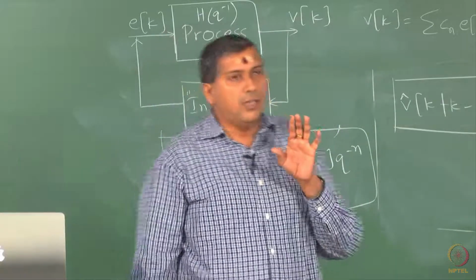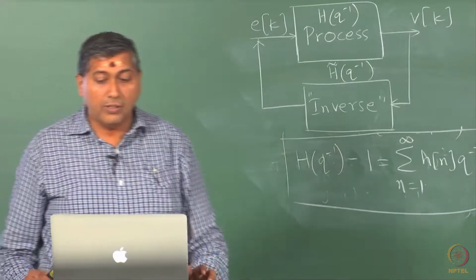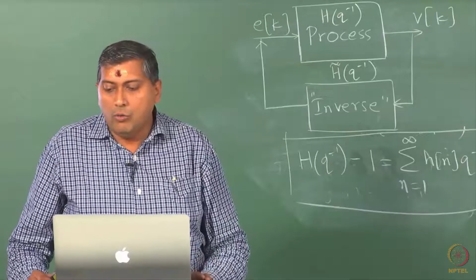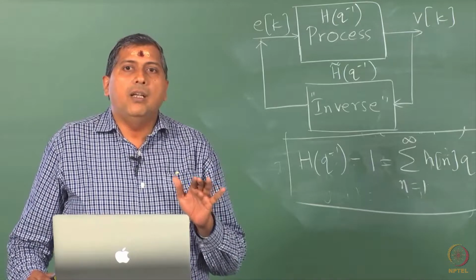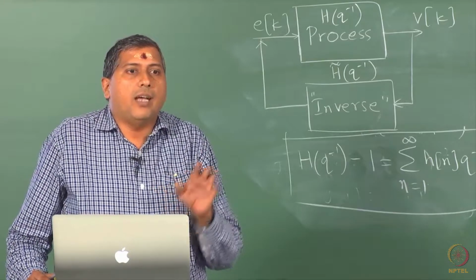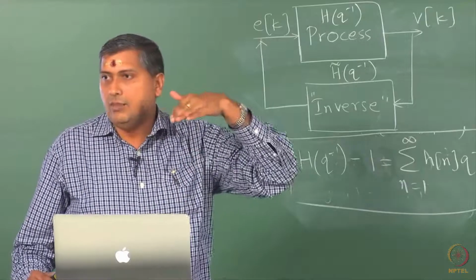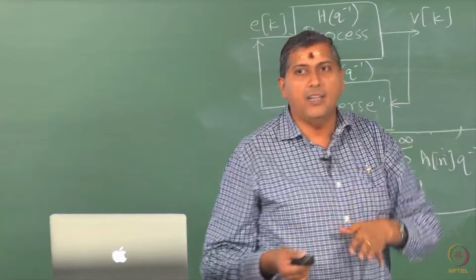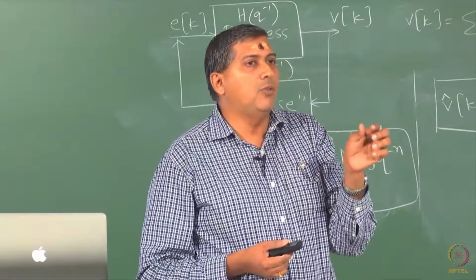The model for any linear stationary process is said to be invertible if all the roots of H of Z inverse lie inside the unit circle. At this moment we look at H of Z inverse as a numerator kind of model, but later when we come to ARMA models, H of Q inverse can have a numerator and a denominator. In that case we will replace these roots with the zeros.